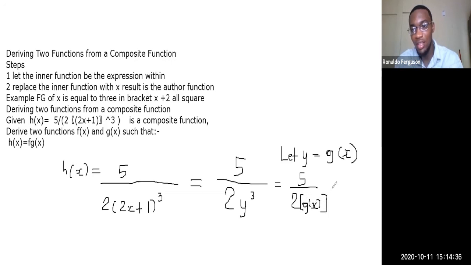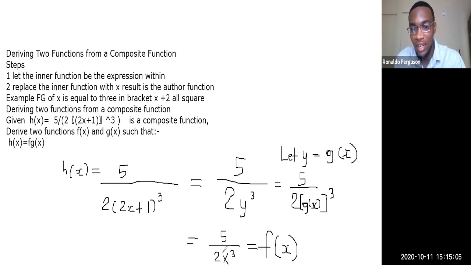That's what we'd have. And so if you were to then replace g of x with a big X, what we would actually have is 5 divided by 2 times big X all cubed. So calling g of x big X, this right here is now your f of x. So your f of x is 5 over 2x cubed, and your g of x is 2x plus 1.